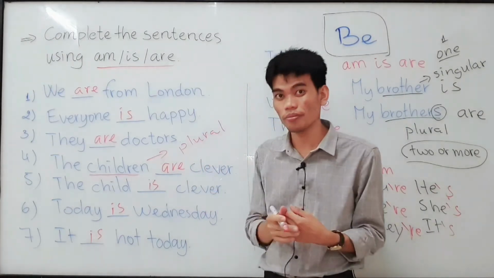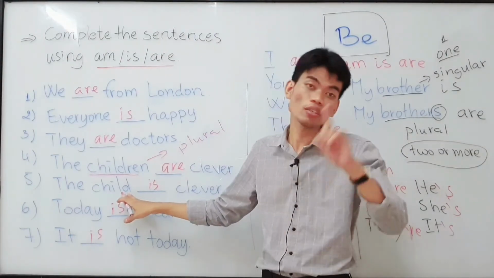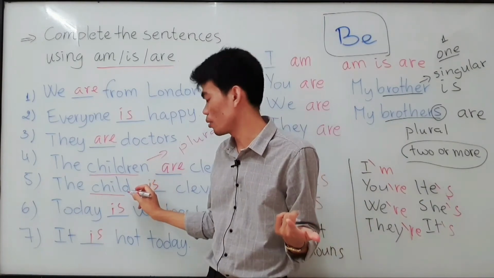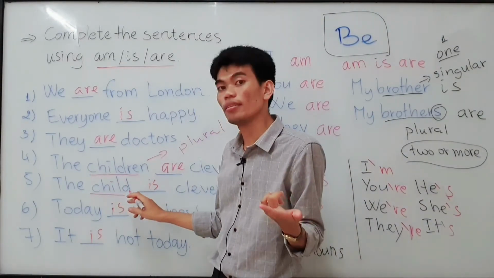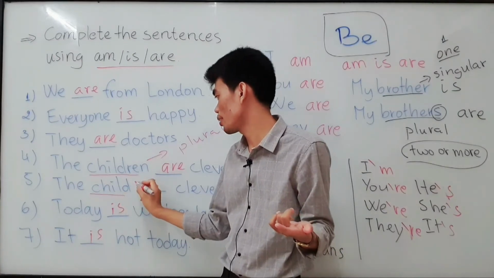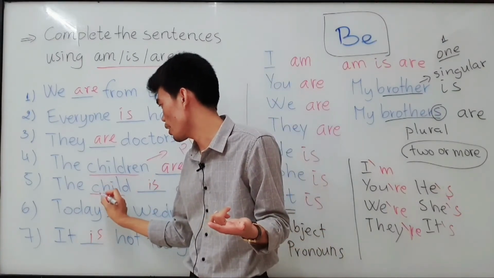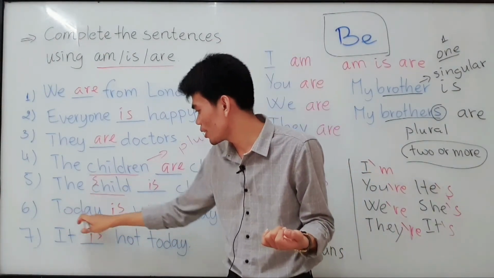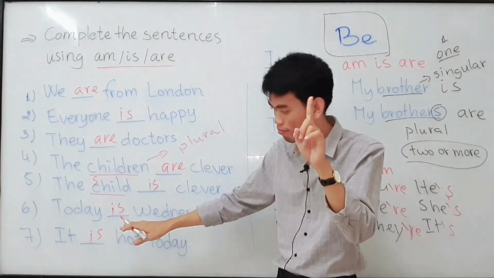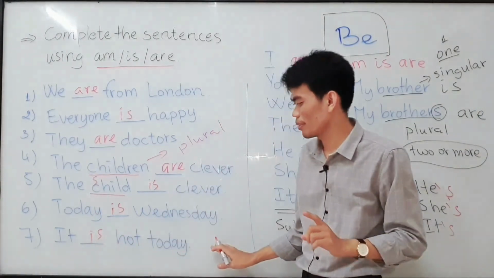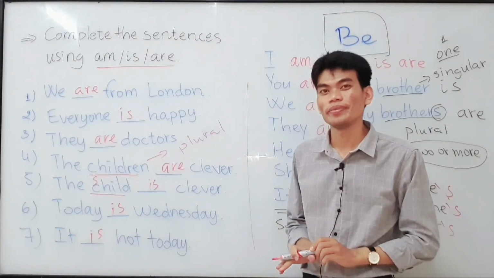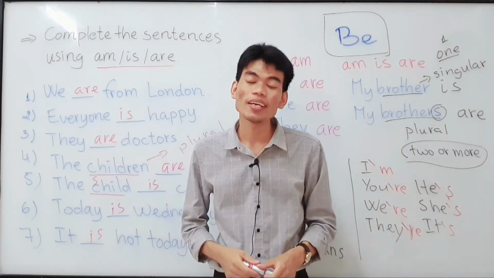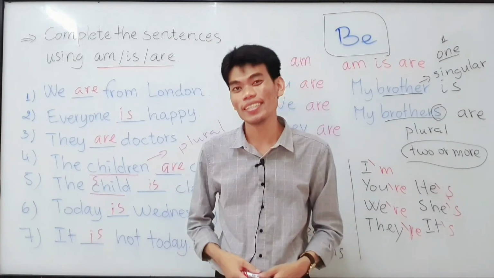Remember, plural. The child means one child. So the noun here is singular. Okay, singular, right? So I just write S here, singular. Today is one, singular. It is hot today. Alright. Now you know how to use the verb to be in sentences.